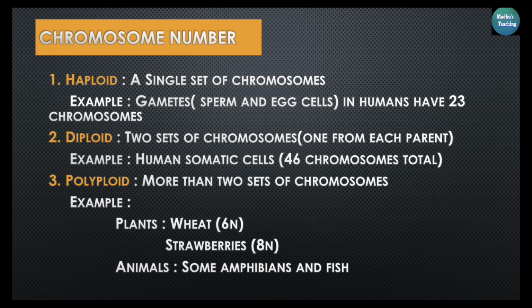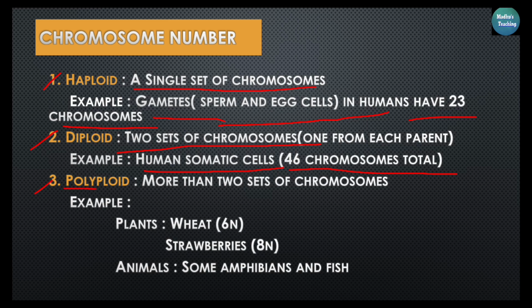Next, chromosome number. These are the main three chromosome numbers: haploid, diploid and polyploid. Haploid means an organism having a single set of chromosomes. For example, gametes like sperm and egg cells in humans have 23 chromosomes. And next, diploid means an organism having two sets of chromosomes. For example, human somatic cells have 46 chromosomes in total, meaning they get 23 from each parent, 23 from their mother, 23 from their father, so the total is 46.